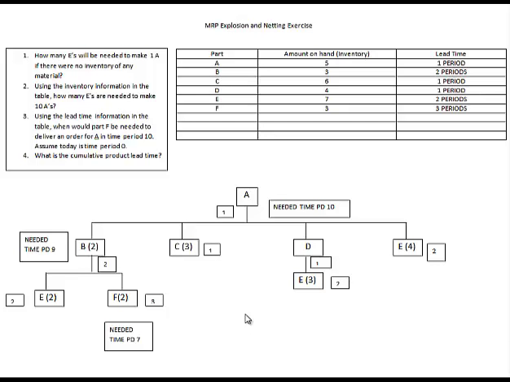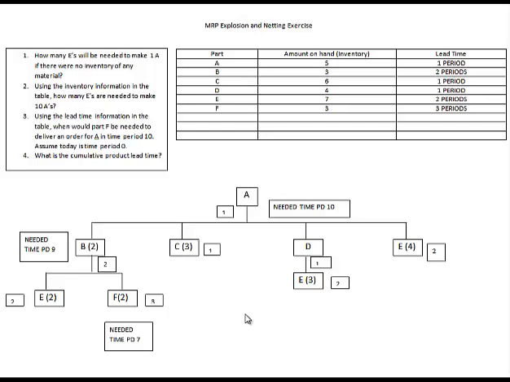The question asked is, when is part F needed? So it takes 2 time periods to take E's and F's and convert them into B. So when are F's needed? They're needed in time period 7. How did I get 7? I just subtracted time period 9 minus the 2 time periods required to take the E's and the F's and convert them into B's, or 9 minus 2 is 7.